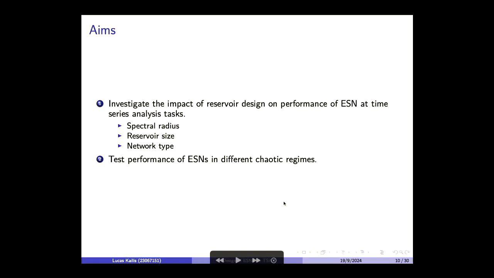I'll be looking at the spectral radius, which is the maximum absolute eigenvalue of the adjacency matrix, the reservoir size, so the number of nodes in the neural network, and then the network type. I initially introduced the Erdos-Renyi graphs, but we look at another type of graph, the scale-free network, as well.